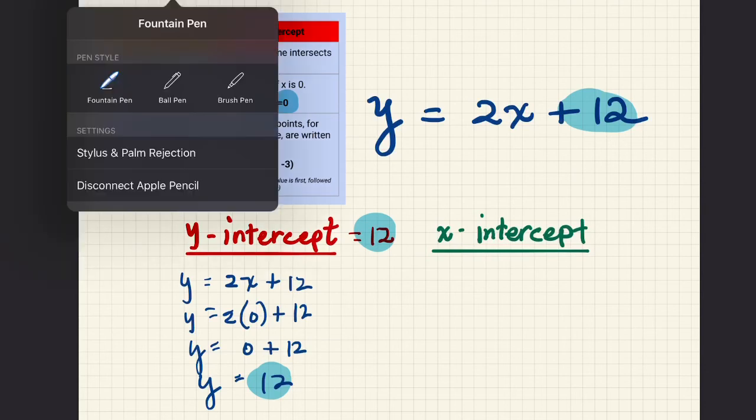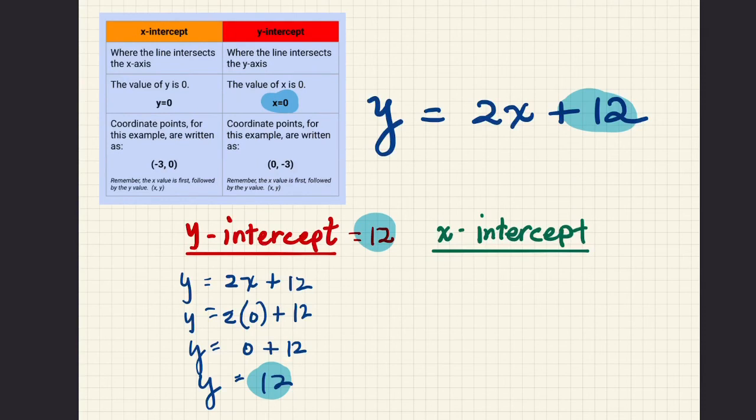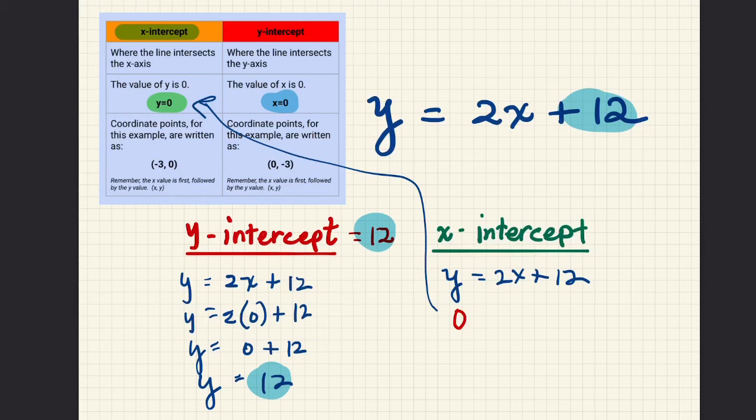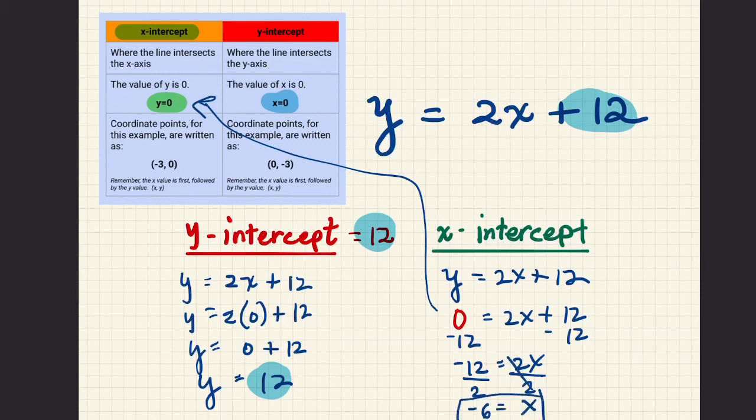So now we're done with that. Let's look for the x-intercept, and we do the same thing. Copy the equation, y equals 2x plus 12. Now, let's look at the clues over here. When we talk about the x-intercept, we know y is equal to 0. So let us now replace y with 0, because when looking for the x-intercept, y is equal to 0. So 0 equals 2x plus 12. Minus 12 on both sides: negative 12 is equal to 2x. Divide both sides by 2: x is equal to negative 6. So we know now that the x-intercept of this equation is negative 6.